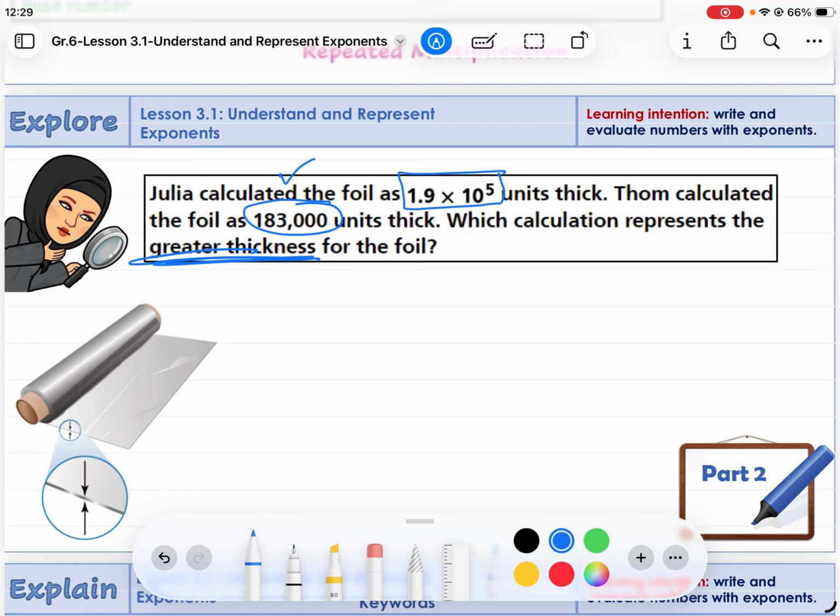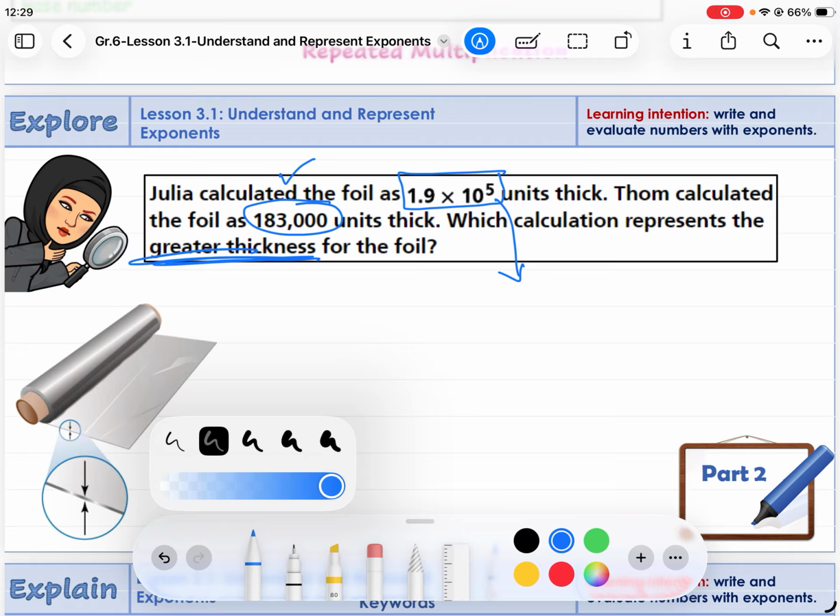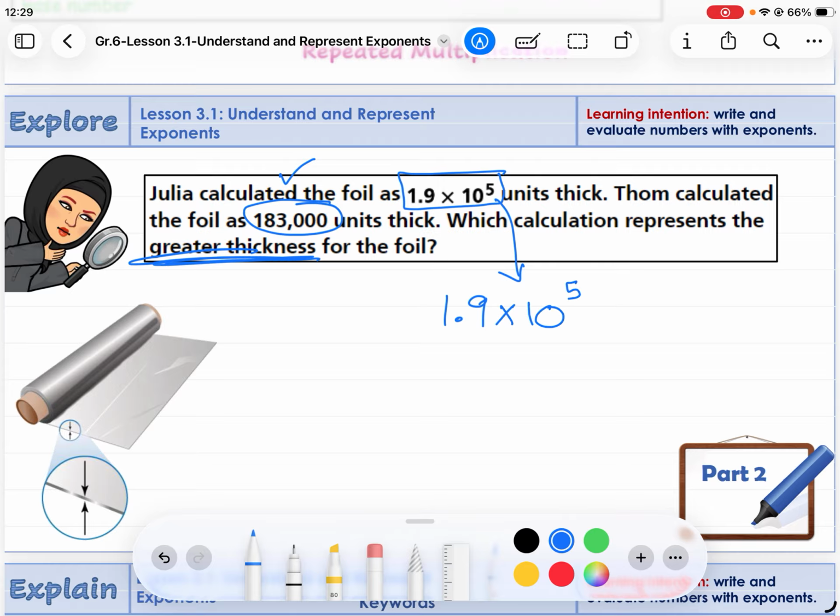I need to write it in a way it looks like 183,000. Okay, I need to write it with zeros. So let's go to this number and try to break it down. Okay, so 1.9 times 10 to the power of 5. We all know, guys, that 10 to the power of 5 is the same as 10 times 10 times 10 times 10. It's 10 multiplied by itself 5 times, okay?